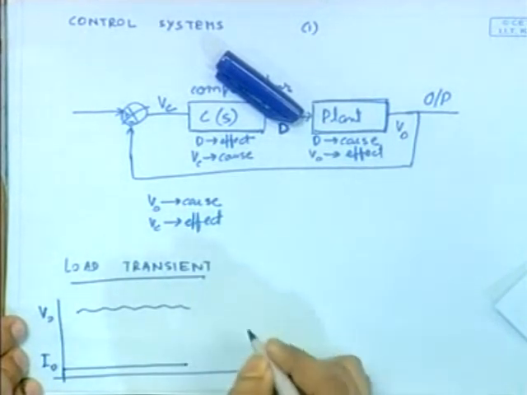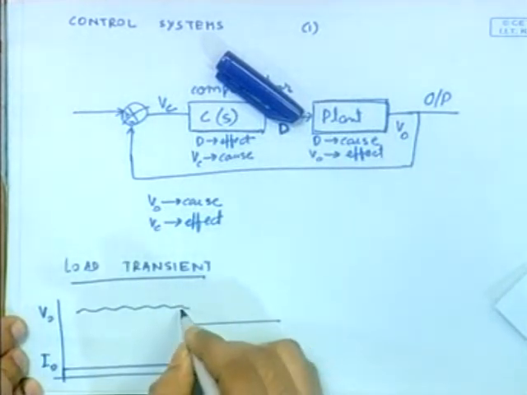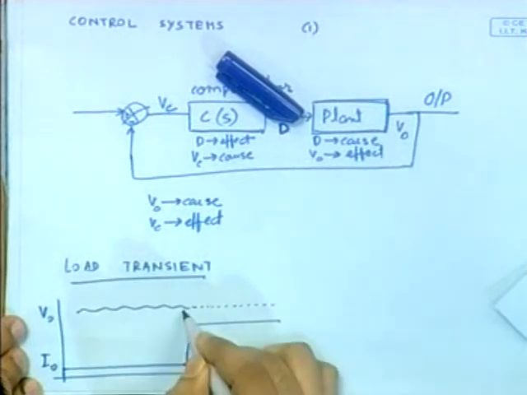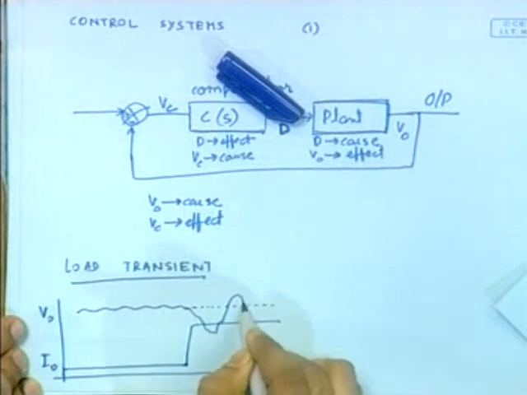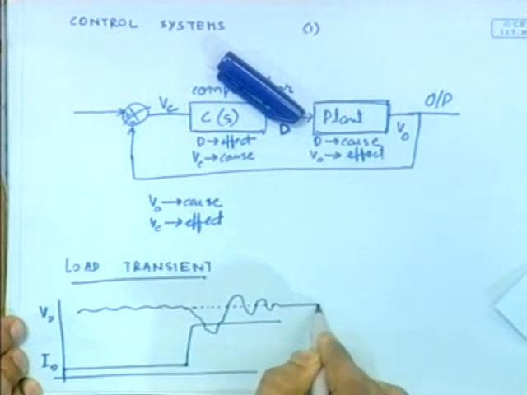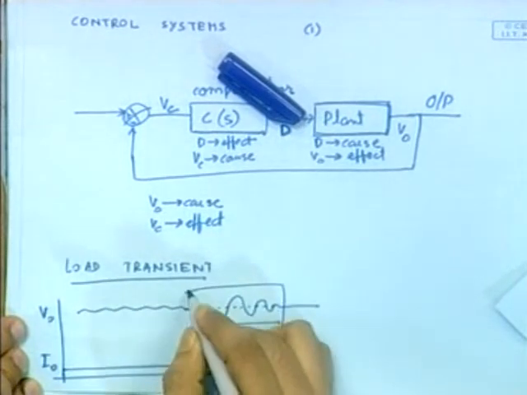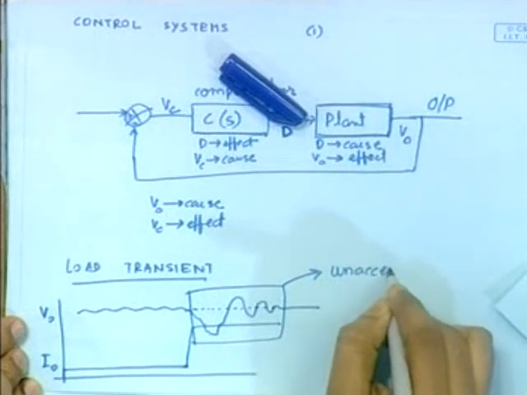Suddenly that huge current demand comes, the maximum possible, this big. Now what will happen at that time? We need to ensure that the voltage continues at this level, but it won't. Instantly it will drop, right? And then it will take some time to stabilize. This is unacceptable.